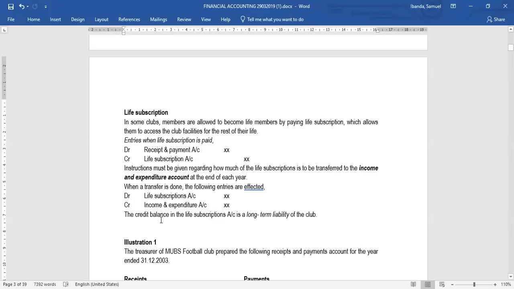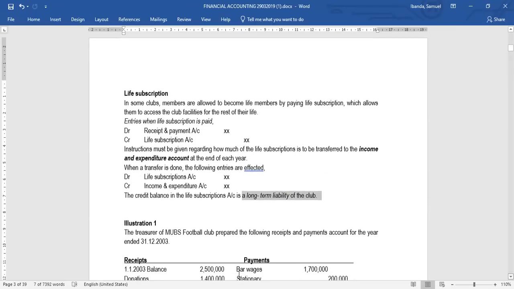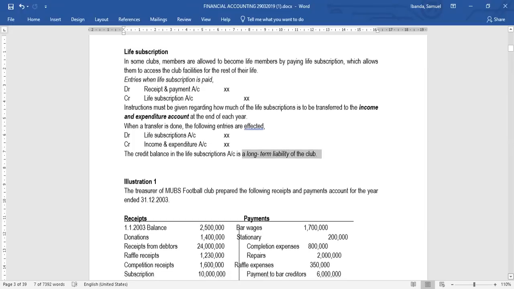And that's why they are saying the credit balance in the life subscription account is the long-term liability of the club account. Remember, most of this amount relates to a period that is not less than 12 months. So that's why we keep it as a liability. So we have a case here.